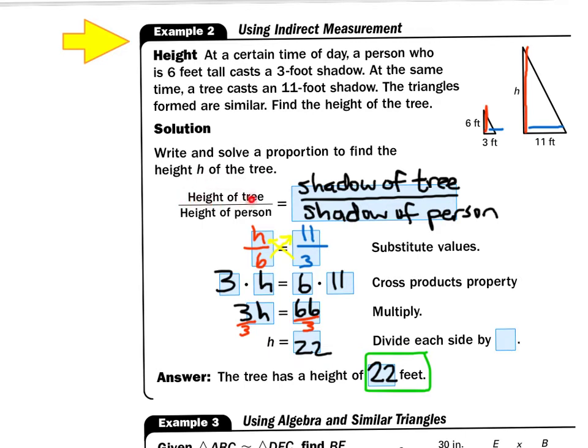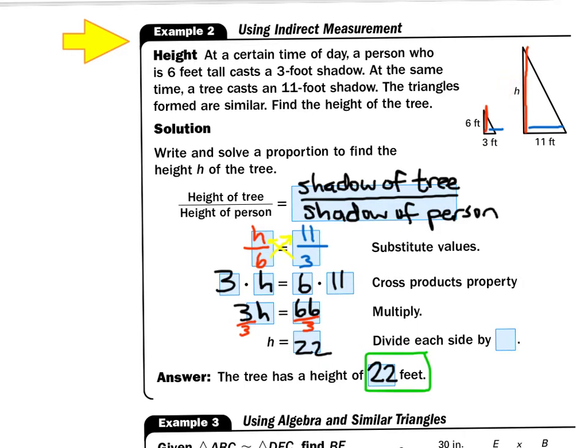So they wanted us to compare the height of the tree over the height of the person has to equal the shadow of the tree over the shadow of the person. So they're going from the big shape to the little shape, which is fine. You can do that. You just have to be consistent, okay?